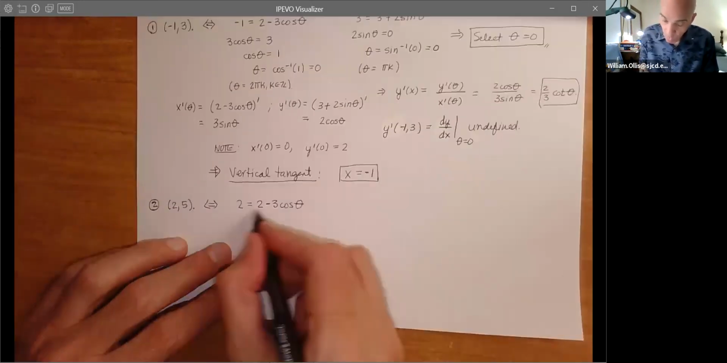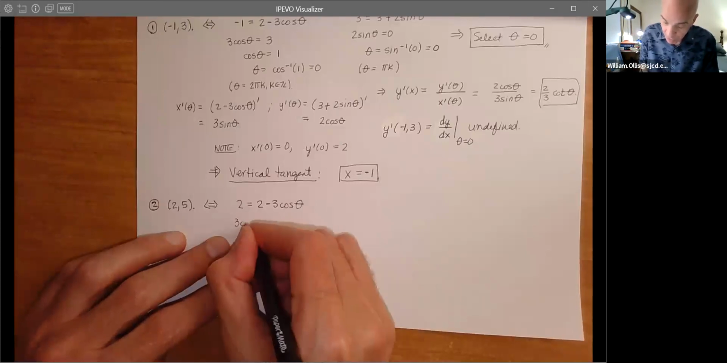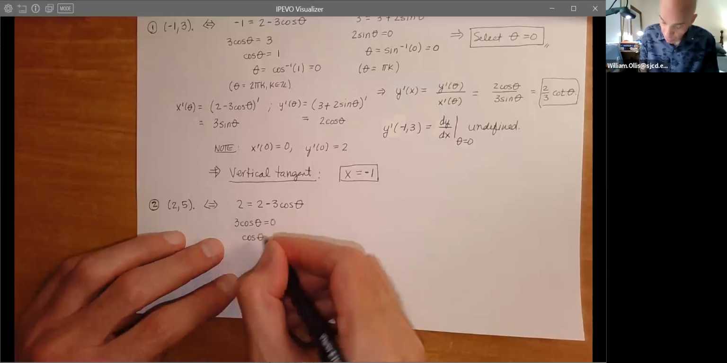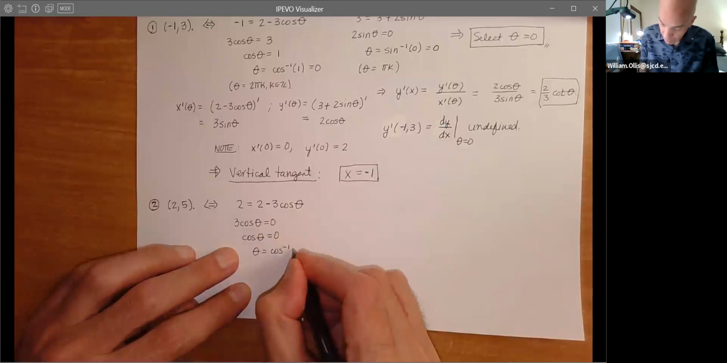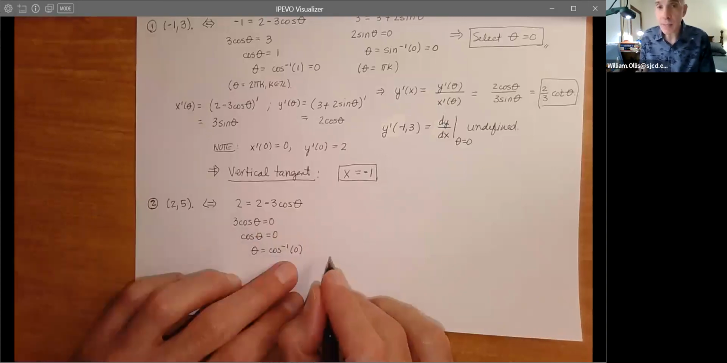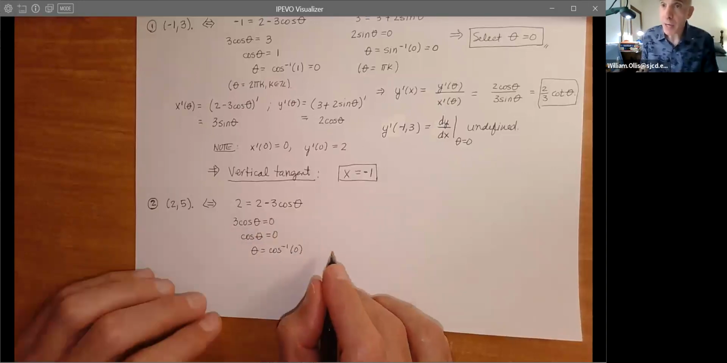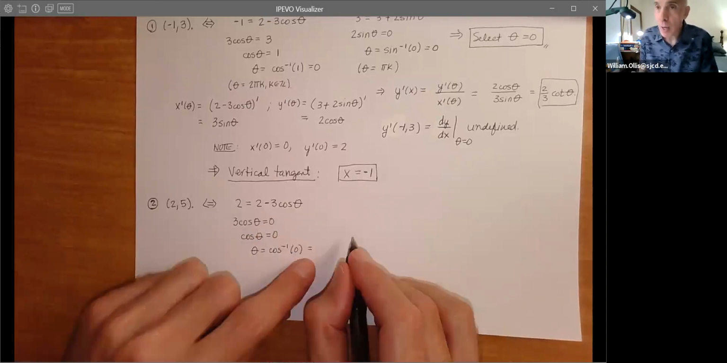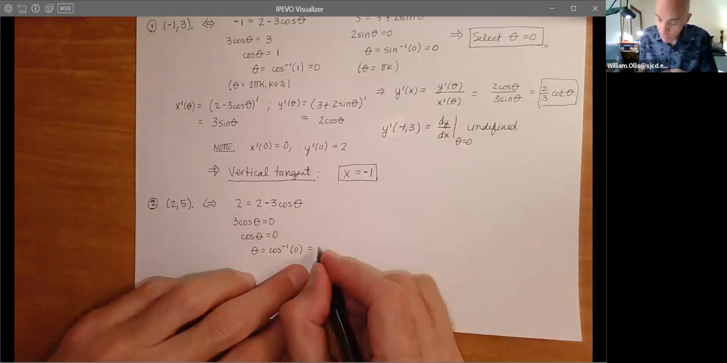So now the 2's absorb, and if you want to take the cosine over, that's just going to be 3 cosine theta equals 0, or cosine theta equals 0. So theta is the inverse cosine of 0. Now, when we think about this, these are on the axes. These are odd multiples of pi/2. So first, we can think about the actual inverse cosine function that lives between 0 and pi, and this would give us pi over 2.